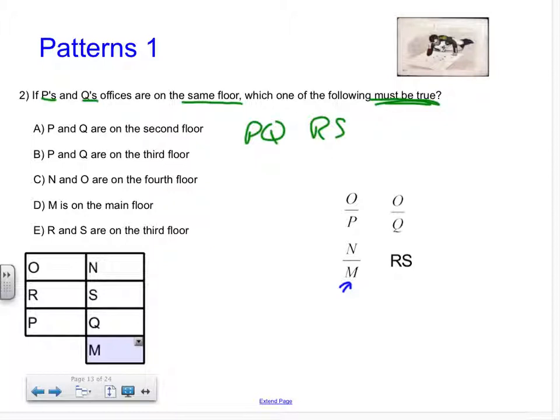So option A is P and Q are on the second floor. Well, they're on the second floor right now, but do they have to be is the question. So let's try swapping it with R and S. Let's clear this off. I'll take Q and P out, and then I'll swap places with R and S. So I'll put R and S on the second floor, and P and Q on the third floor.